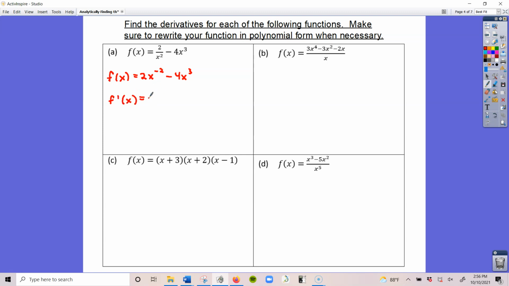Negative 2 times 2 is negative 4. x, subtract 1 from the exponent, so negative 3. Minus 3 times 4 is 12. x squared. This will be my derivative.